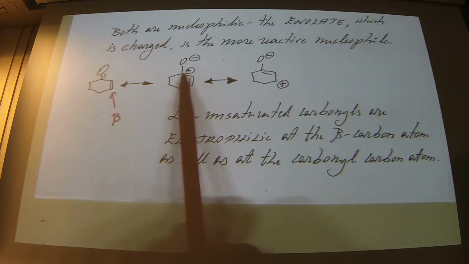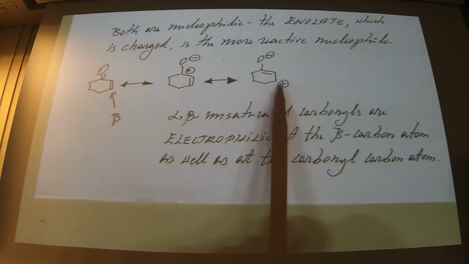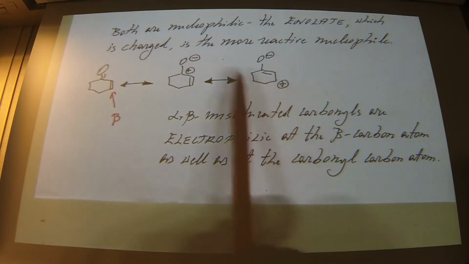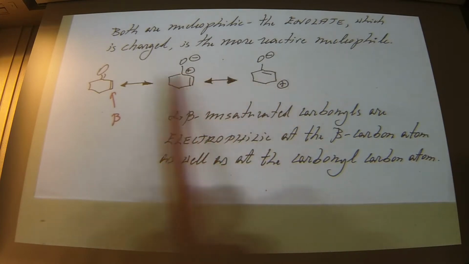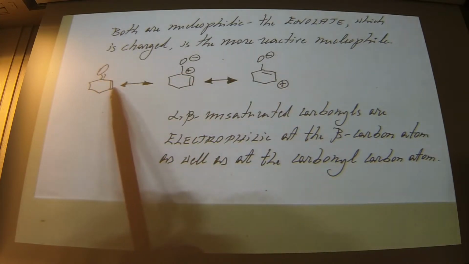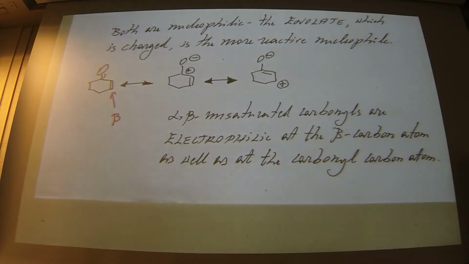So if I have a nucleophile add to the carbonyl, there's a partial positive charge there. But guess what? You can also add there. And so I have two sites where nucleophiles can attack. You can either attack here or there. And depending on conditions, you'll get one kind of product or the other.